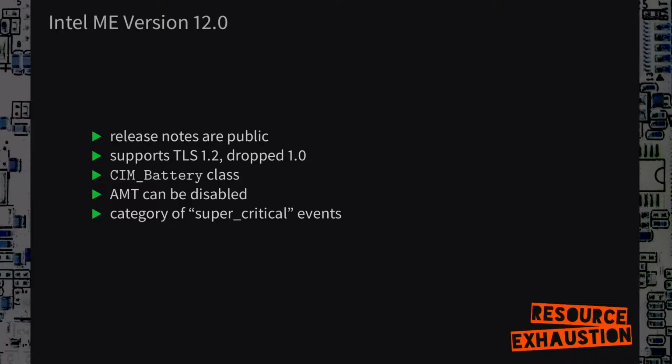So we're at version 12 now. For each version of the management engine, there are release notes. They are public. So in ME12, they just dropped version 1 for TLS. 1.2 is now in. And we have a few other features. Some of them I don't even know, but you can look it up on Intel's documentation.